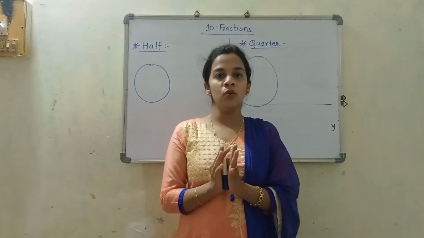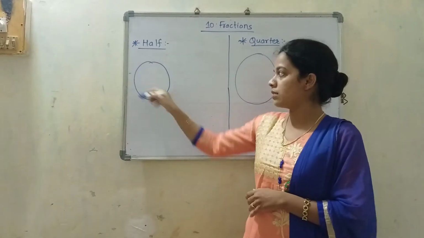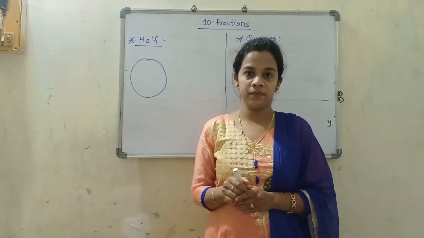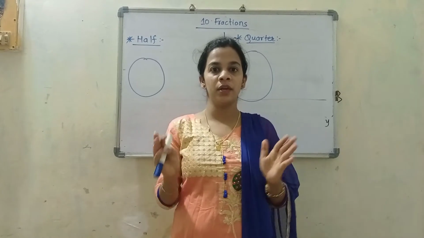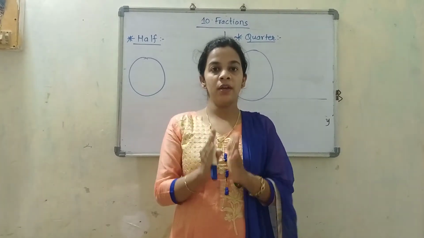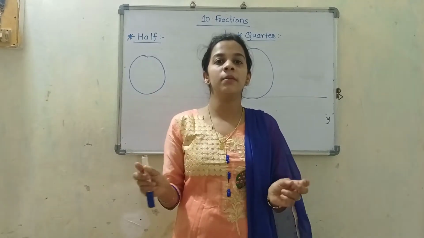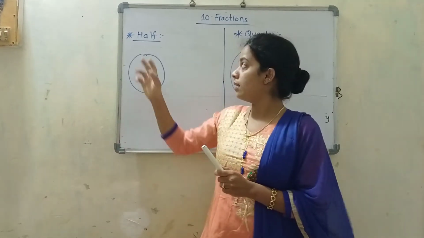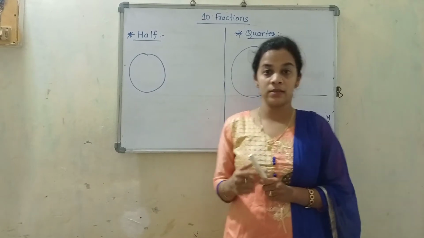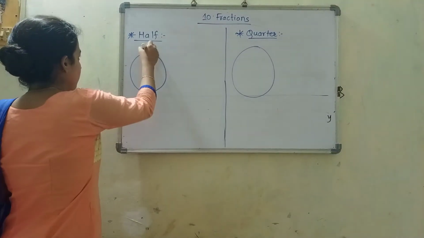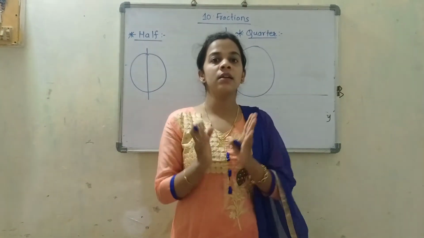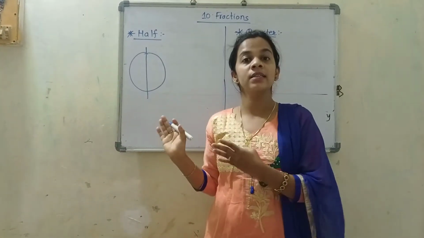One complete thing you have already assumed. You can see over here a circle is present. It is full, complete. What is the half of it? Half, basically, we go through this word in our day-to-day life. Half means we are making two equal parts of it. In the same way, in this particular circle, we are going to divide it into two equal parts, and that is called half.